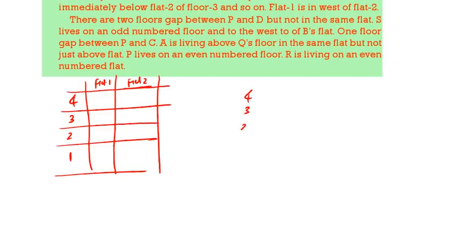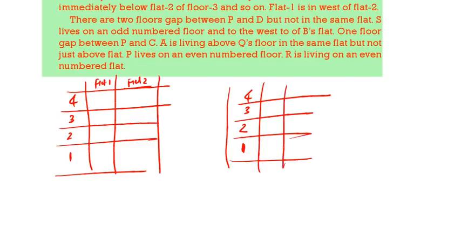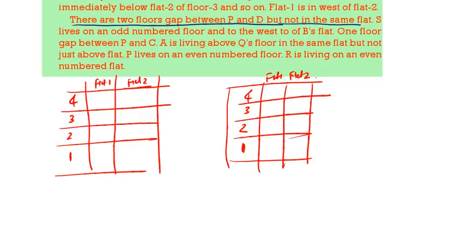Here also we will do this in 2 possibilities: 4th, 3rd, 2nd, 1st. Flat 1, flat 2. Now there are 2 floors gap between P and D, but not in the same flat. So we can take like this. Then see the next one. P lives on the even number floor. So P on the 4th floor, here also P on the 4th floor, even number. That is correct only.